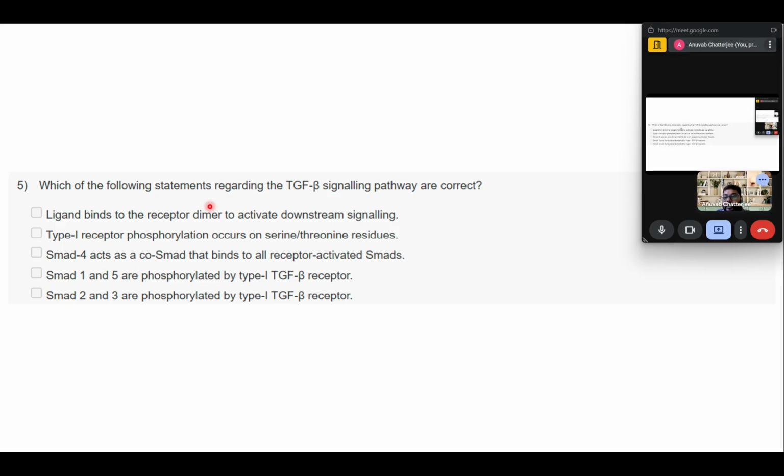The options are: ligand binds to the receptor dimer to activate downstream signaling. Type 1 receptor phosphorylation occurs on serine threonine residues. SMAD4 acts as a co-SMAD that binds to all receptor activated SMADs. SMAD1 and 5 are phosphorylated by type 1 TGF-beta receptor, and SMAD2 and 3 are phosphorylated by type 1 TGF-beta receptor. So again, more than one option correct type of a question. So you have to go ahead and choose what you think is the correct option.